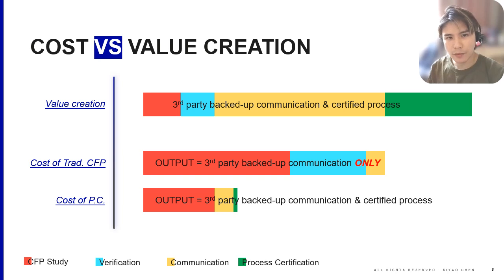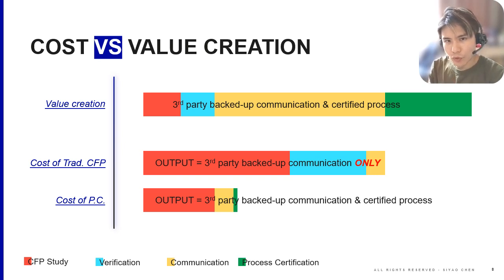Now let's compare the cost bar of our new business model, which is process certification. First of all, we can see that the cost to develop the CFP study is reduced thanks to the fact that during the certification, the process will be improved and streamlined. Then the verification part is no more needed because it's replaced by our process certification. The communication part stays untouched because this part is not changed with the change of business model.